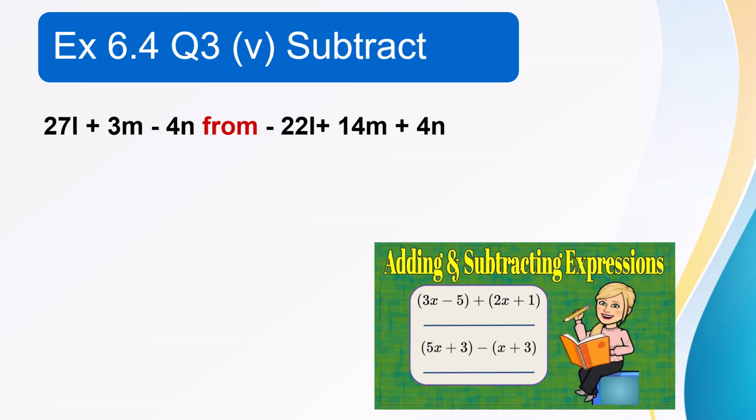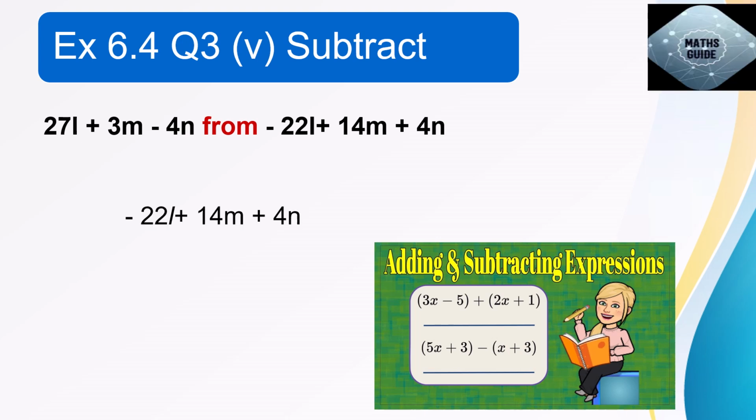Now exercise 6.4 question number 3 part 5. Now we have to subtract 27l plus 3m minus 4n from minus 22l plus 14m plus 4n. Now it's your choice whether you choose horizontal method or vertical method. I am solving this question with the vertical method, writing the first expression and then the second expression.